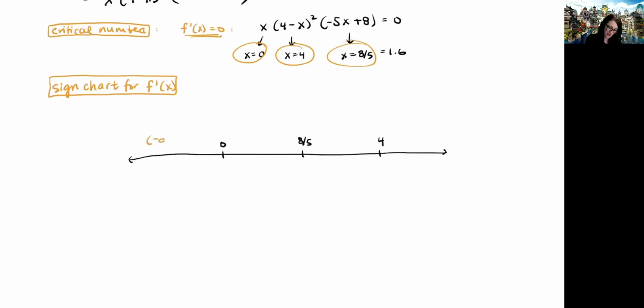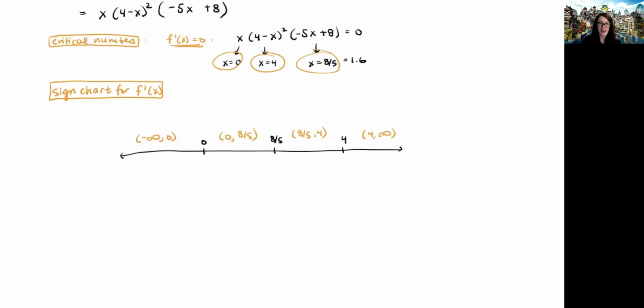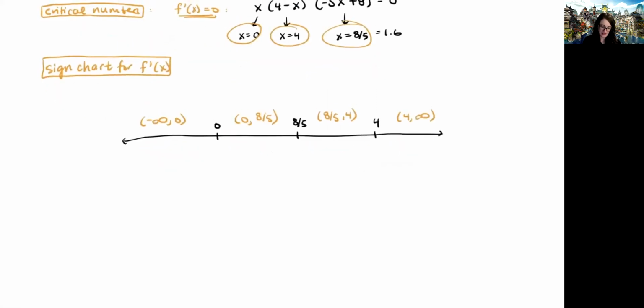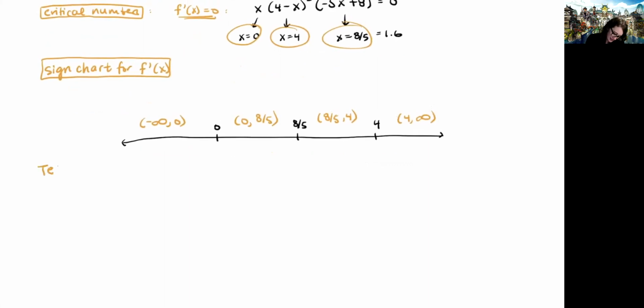So we've got from -infinity to 0. We've got from 0 to 8/5. We've got from 8/5 to 4. And then we've got from 4 to infinity. I hope you know what to do at this point. We want to test some values within each of these intervals and plug them into f prime. Okay, so we want to check the sign, or determine the sign, of f prime on each interval.